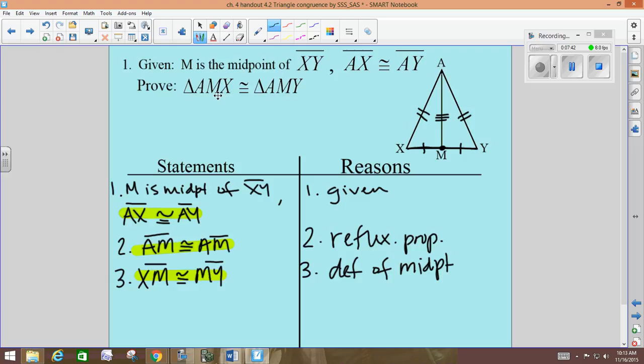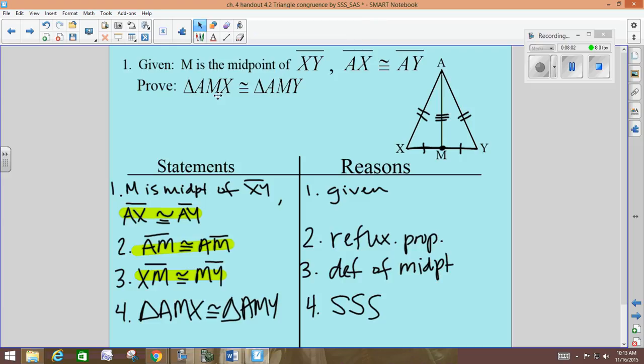We now have all three sides listed. So our last step is what we were trying to prove, that the two triangles are congruent. So number 4, you're going to copy down what it says there: triangle AMX is congruent to triangle AMY, and that's by side, side, side. Don't worry about writing postulate or theorem behind them, just side, side, side. Questions on the first proof?